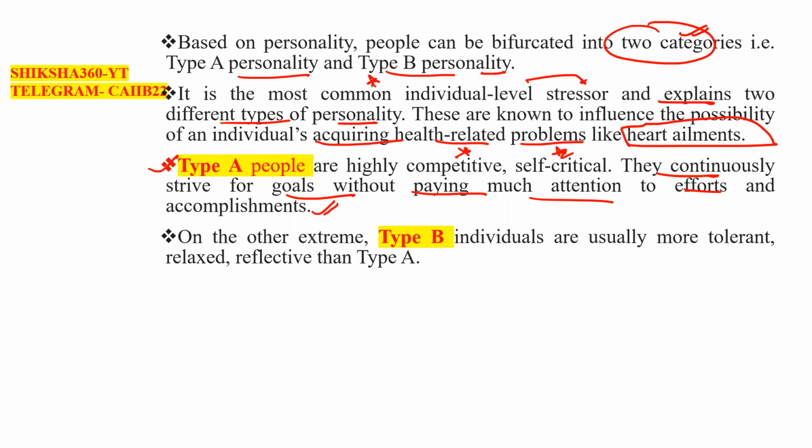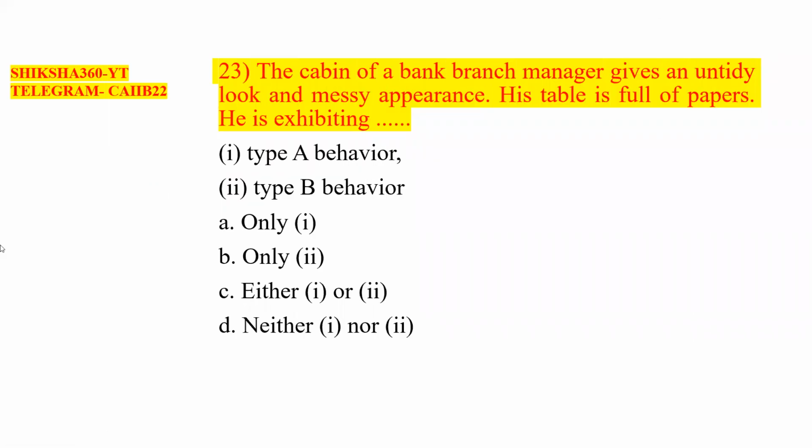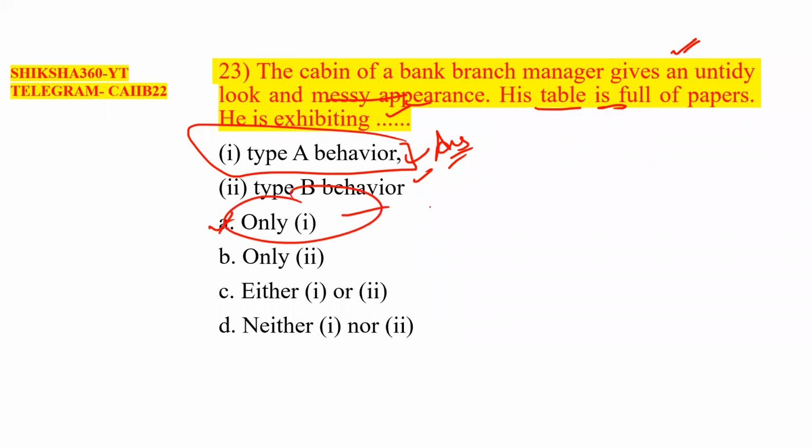As per the question, the cabin of a bank manager gives an untidy look and a messy appearance, confusing, and his table is full of papers also. So he is exhibiting type A behavior or type B behavior? He is exhibiting type A behavior. So A is the answer. It shows he does not look relaxed, by reading the condition here. So option A is the only answer.